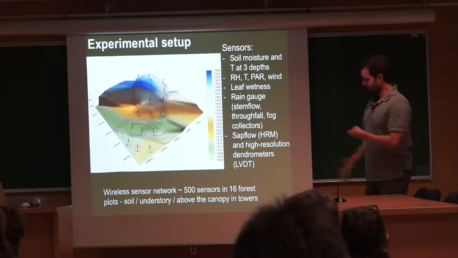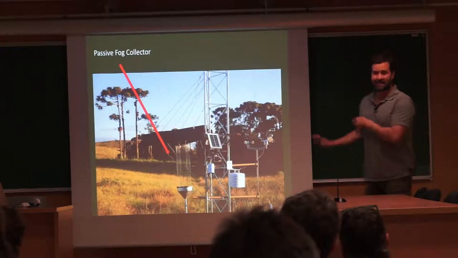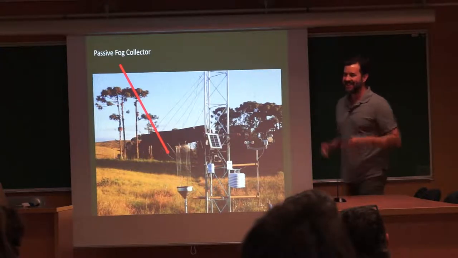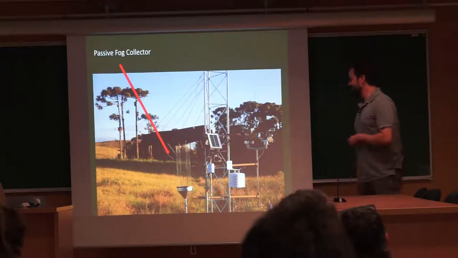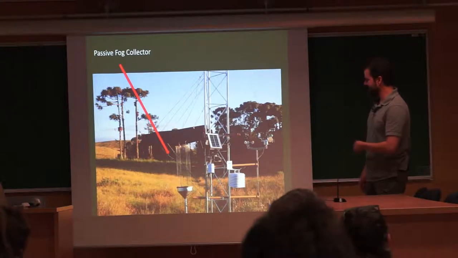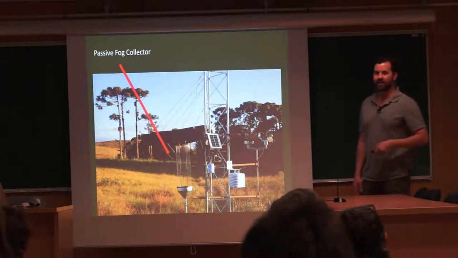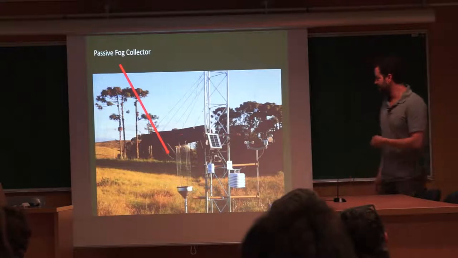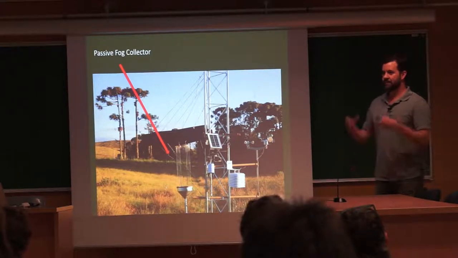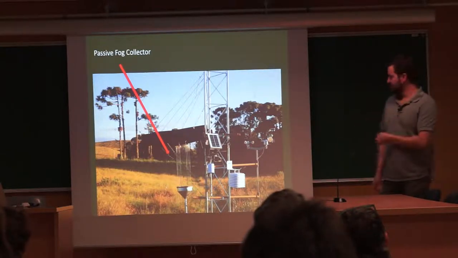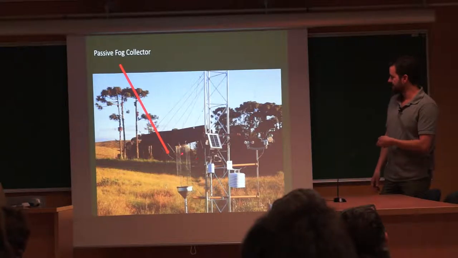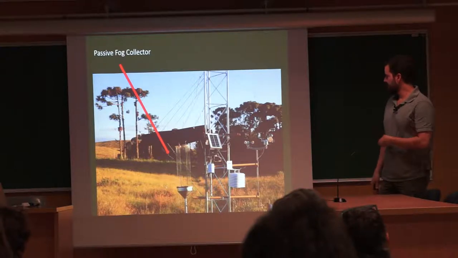So this was the experimental design. I will not show all this data. I had to make a cut just to simplify the story. This is just an overview of how it looked. Those were the fog collectors that we actually built manually. These were connectors with rain gauges on the bottom. So fog would passively be collected through these, intercepted. So we could quantify it, and all the microclimatic sensors.